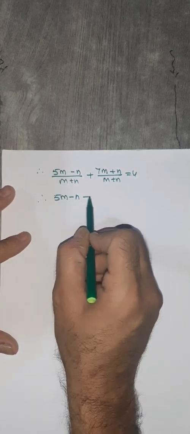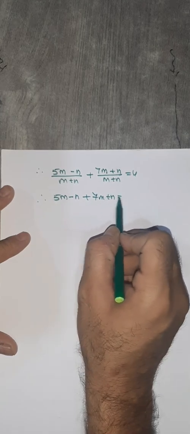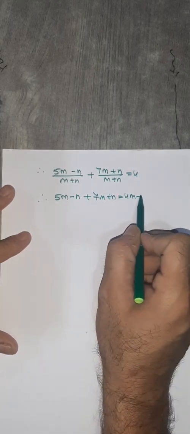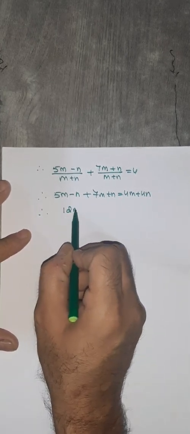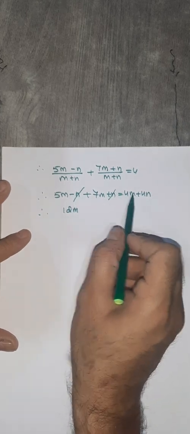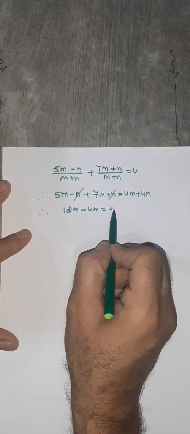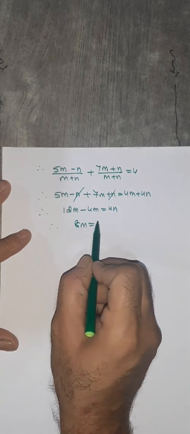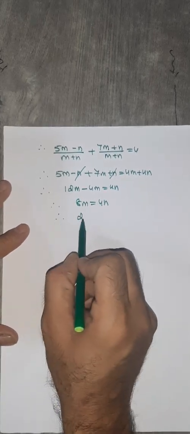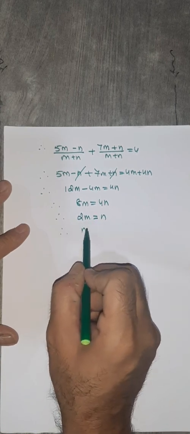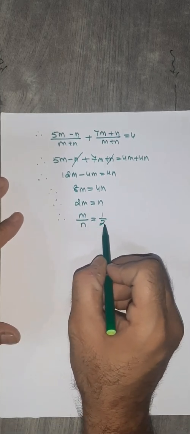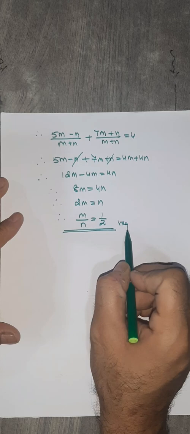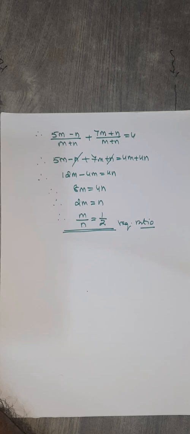So 5m minus n plus 7m plus n equals, taking LCM, 4m plus 4n. Here this is 12m, and this will get cancelled. So 12m minus 4m equals 4n, so 8m equals 4n. So 2m equals n, and therefore m by n equals 1 by 2. This is the required ratio. Okay, I hope this solution is clear to you.